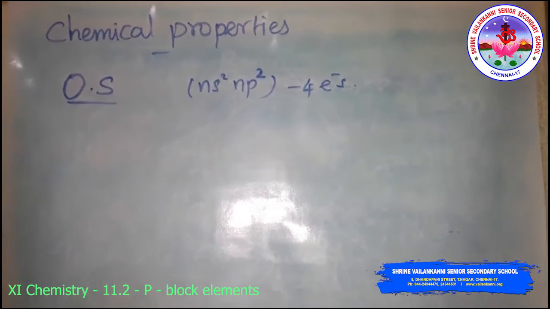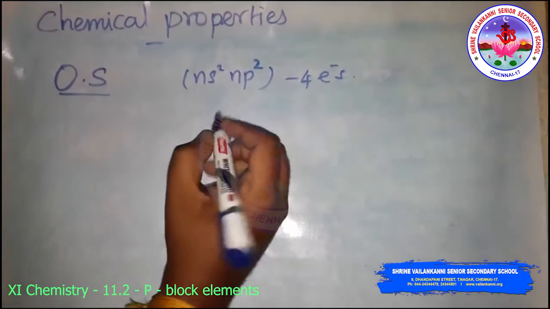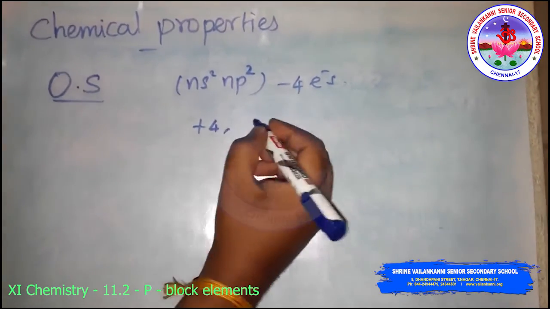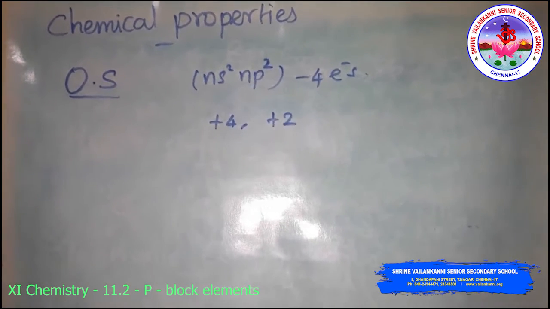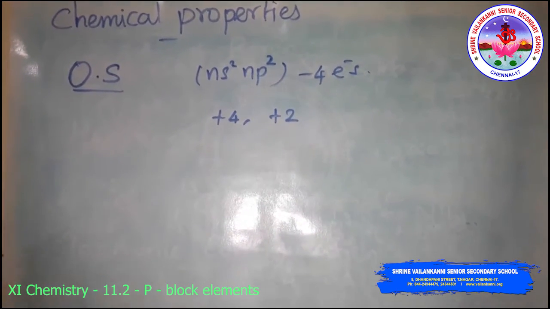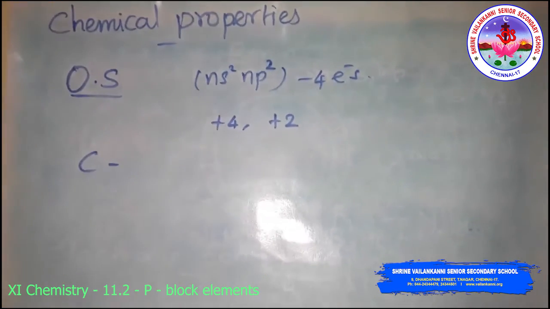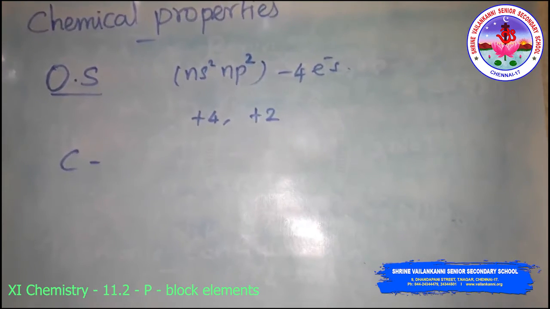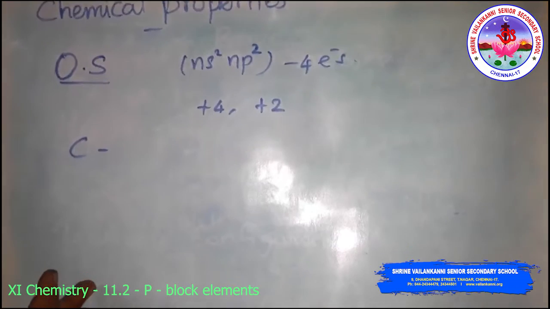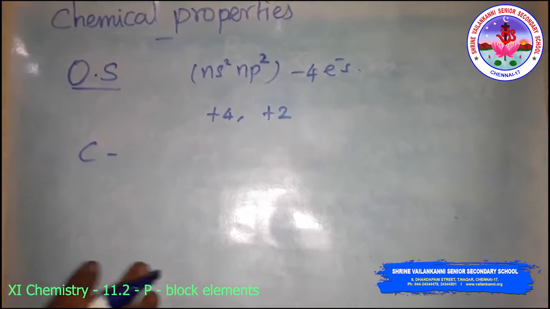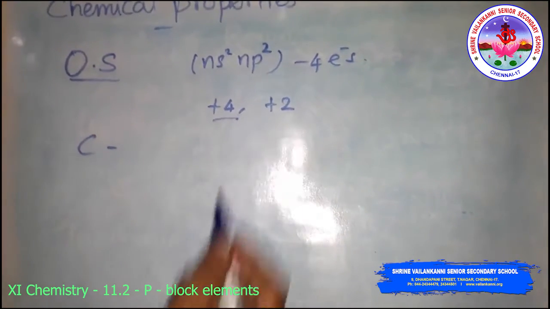So the common oxidation states exhibited are +4 and +2. This is common for all the elements. Carbon also exhibits negative oxidation states. The sum of the first 4 ionization enthalpies is very high, so the compounds in the +4 oxidation state are generally covalent in nature.